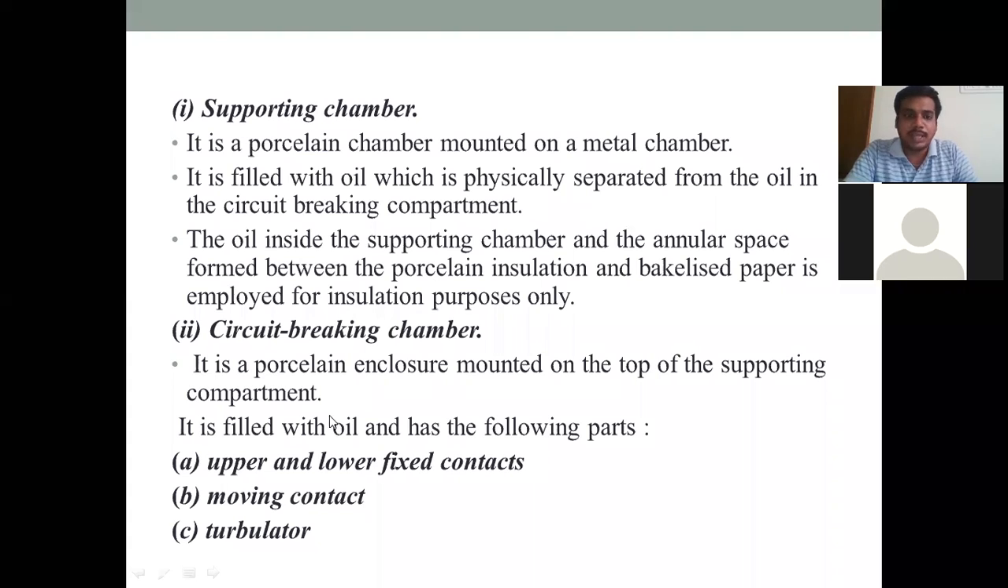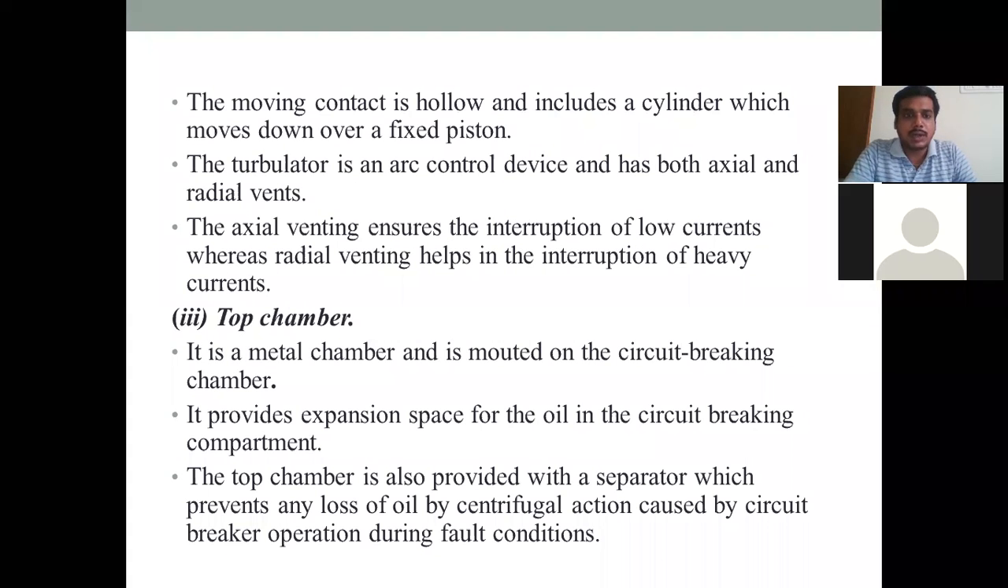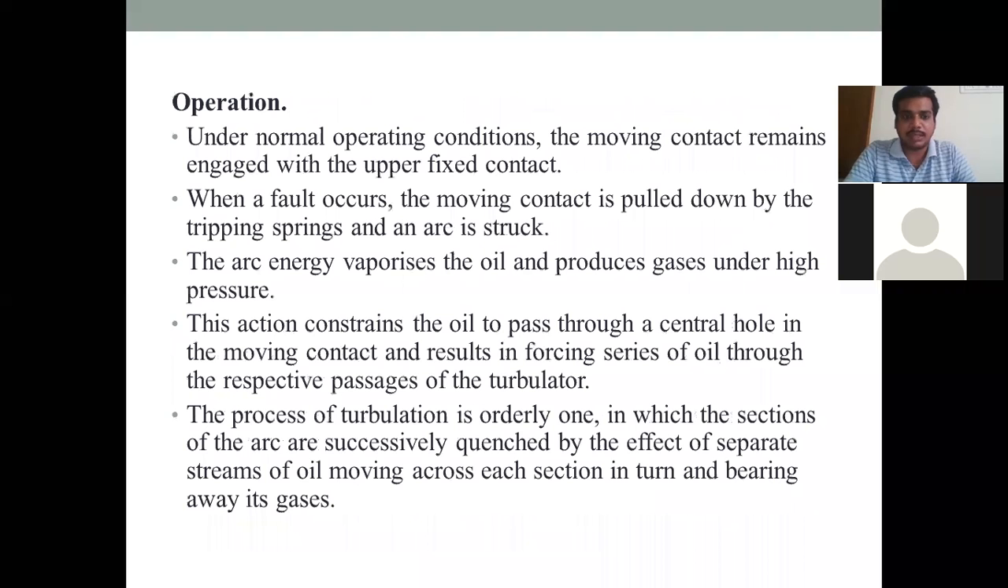The circuit breaking chamber is also made of porcelain and is filled with oil. It has parts such as upper and lower fixed contacts, a movable contact and a turbulator. In the top chamber, you will have the breather, the ventilating ducts and the oil indicators. Everything will be present at the top chamber. So when the expansion of oil happens, the breather handles these purposes.